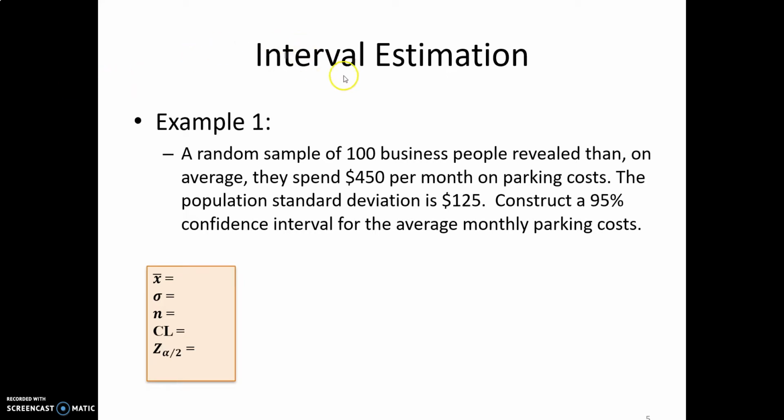What we have to understand with confidence intervals, before we actually build it, is what we are trying to calculate. We want to know this. This is the population average. This is not known. We don't know what the population average is. For us to calculate it, we'd have to ask every single business person within the city how much they spend on parking costs per month. That would take a lot of time and money.